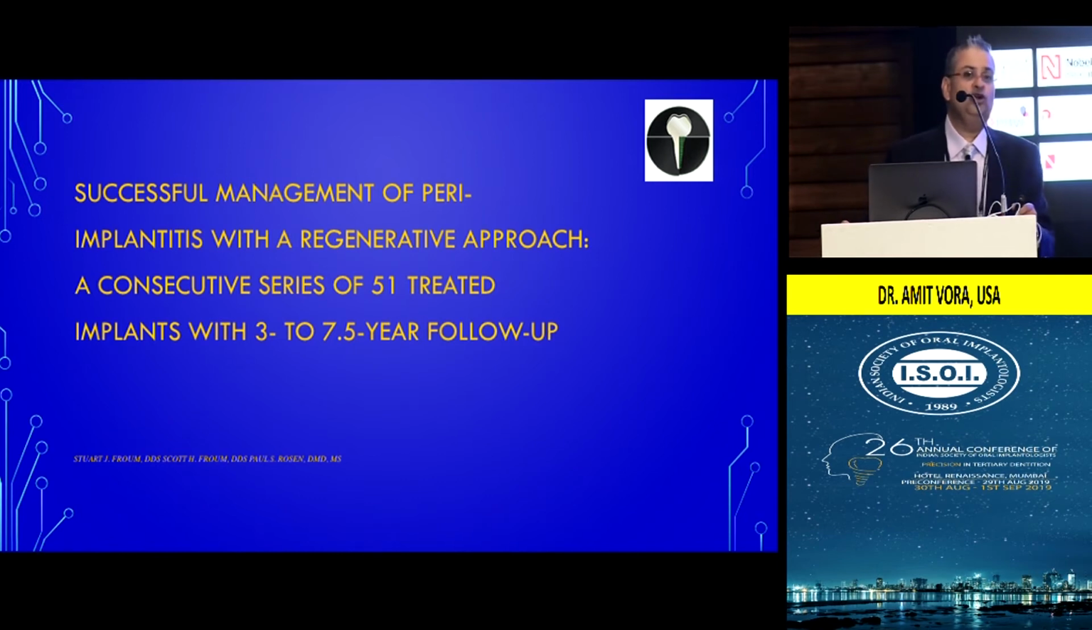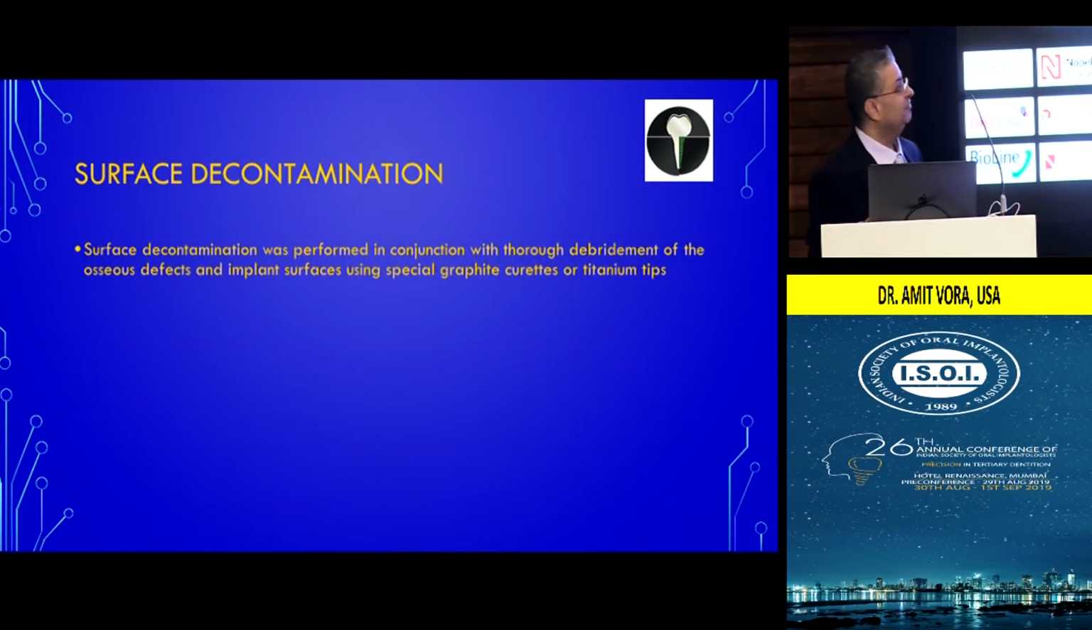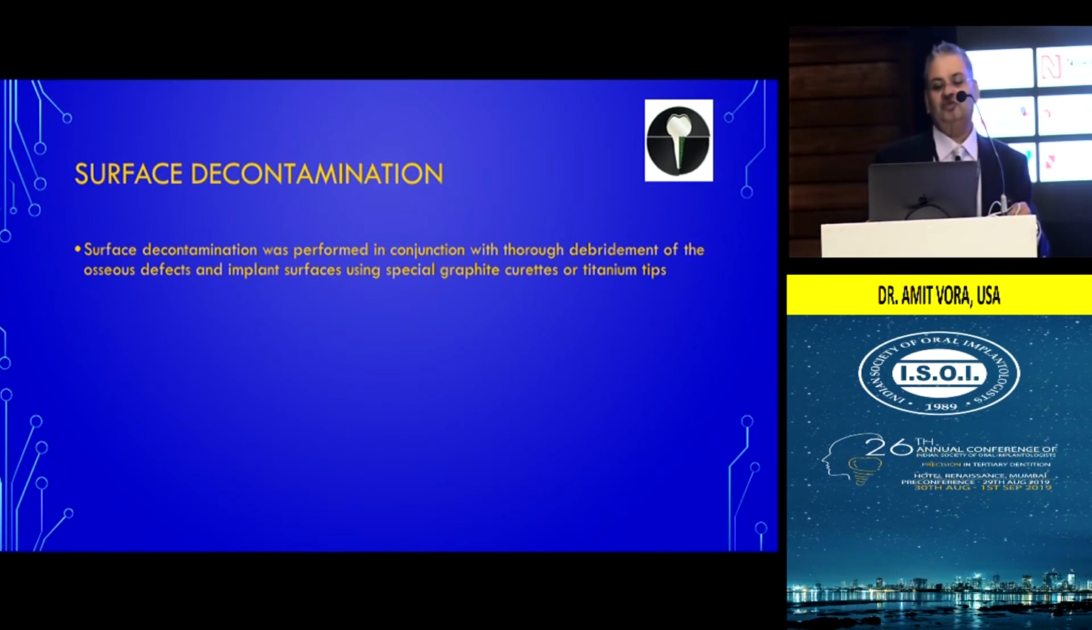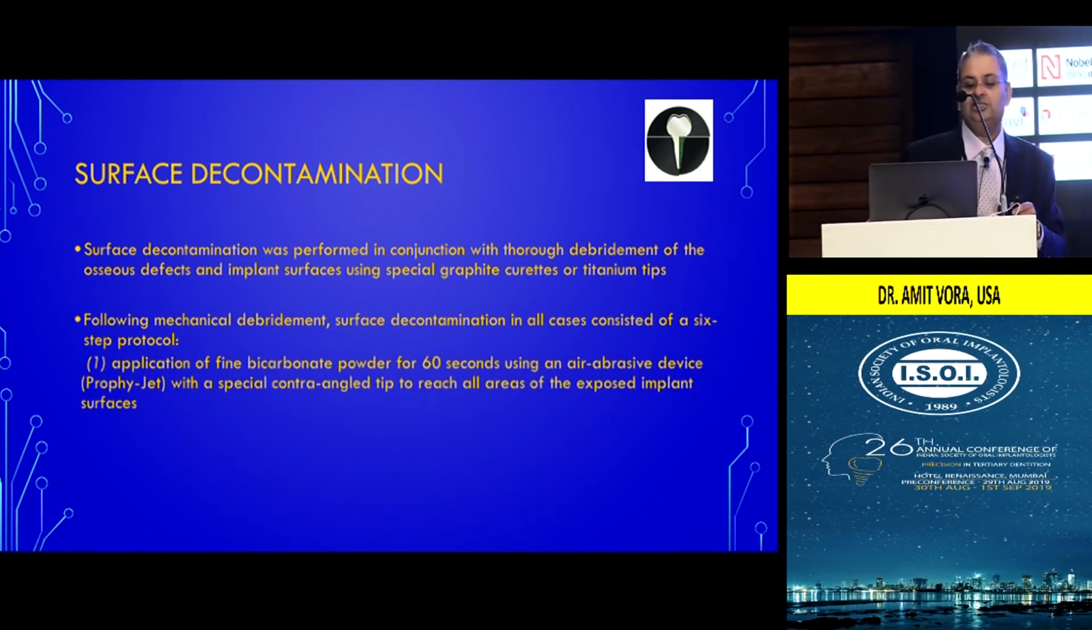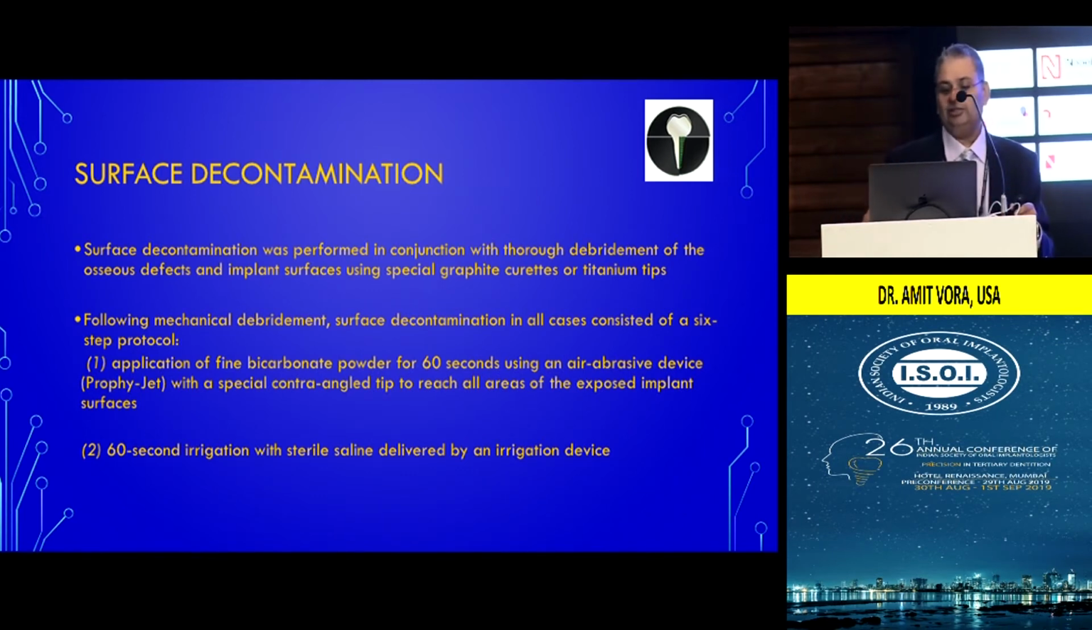And as far as I know, they were the first ones to publish in literature a protocol for decontaminating the surface. And their protocol was that once they debrided the osseous defect and cleaned the implant surface with special graphite curettes or titanium tips, they followed this 6-step protocol. The first was application of fine bicarbonate powder for 60 seconds using what they called a ProfiJet. Then they would irrigate it for 60 seconds with saline.